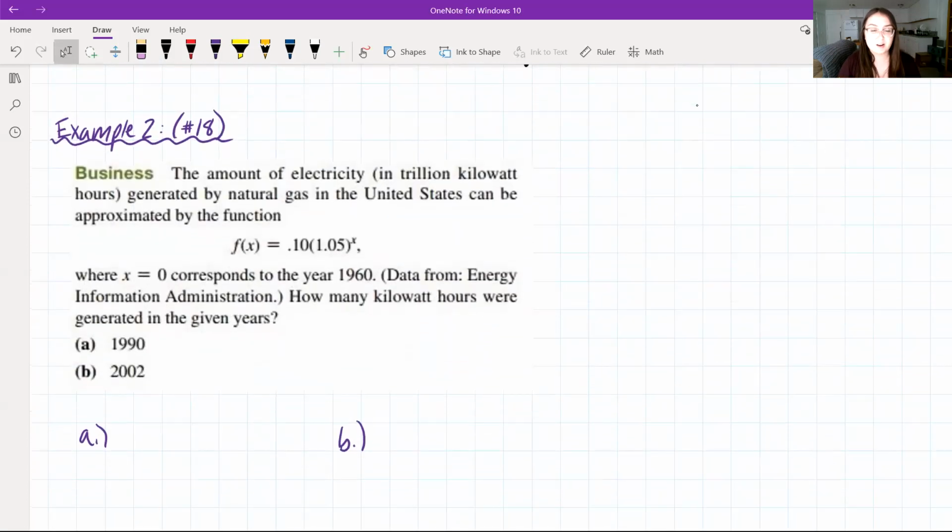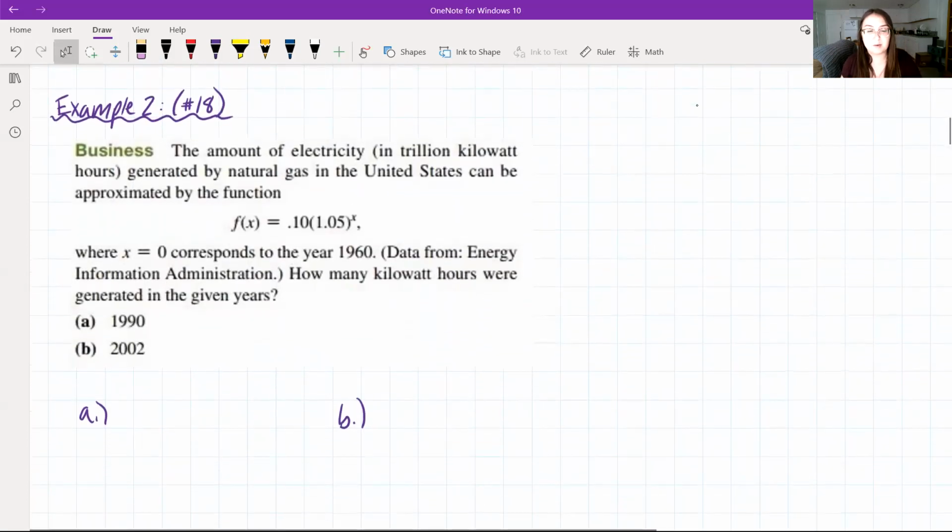All right, so moving on to example 2, which is going to be number 18 in section 4.1. We have the amount of electricity in trillion kilowatt hours generated by natural gas in the United States can be approximated by the function f of x is equal to 0.10 times 1.05 to the power of x, where x corresponds to the year 1960. How many kilowatt hours were generated in the given years?